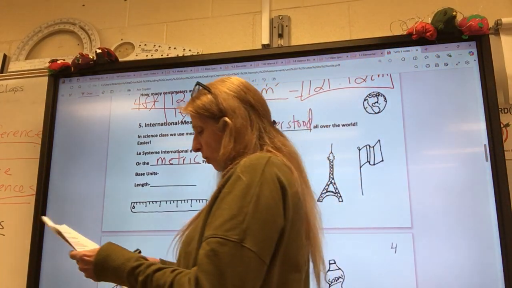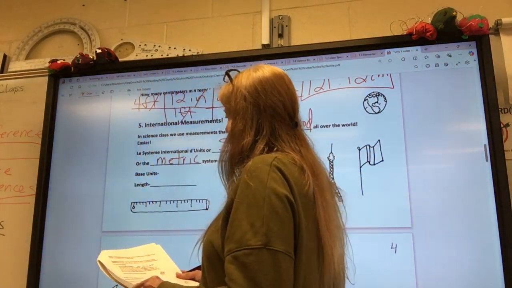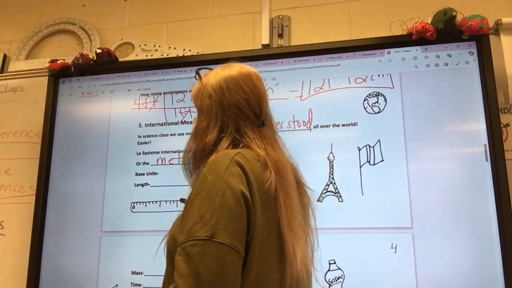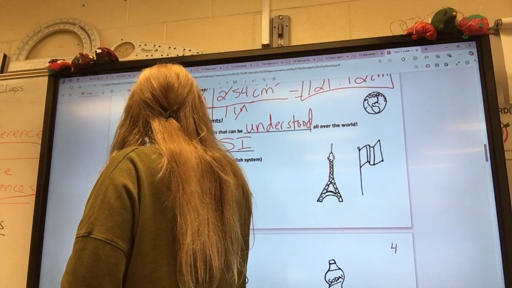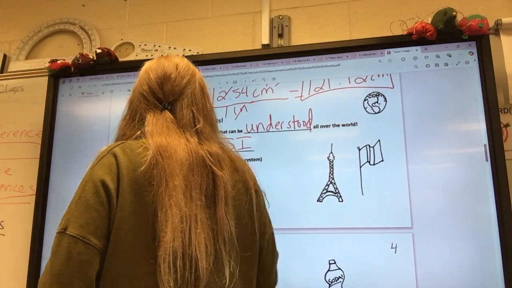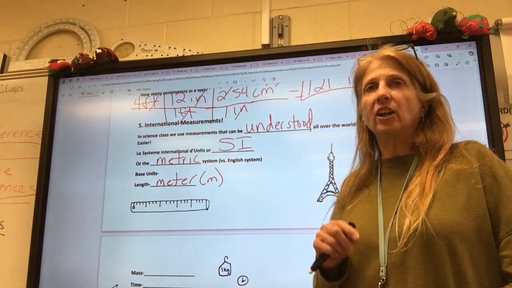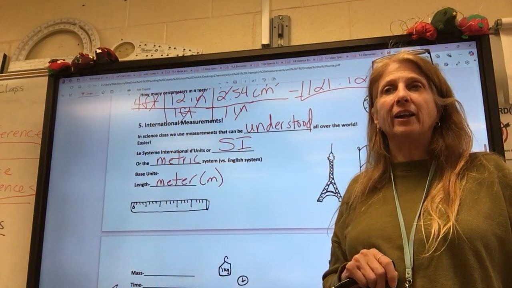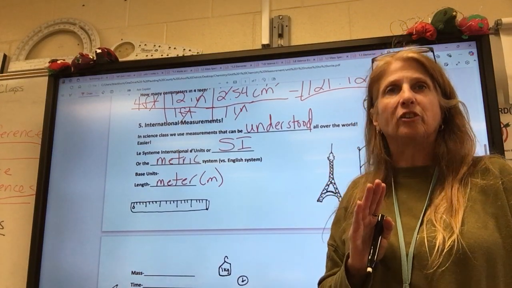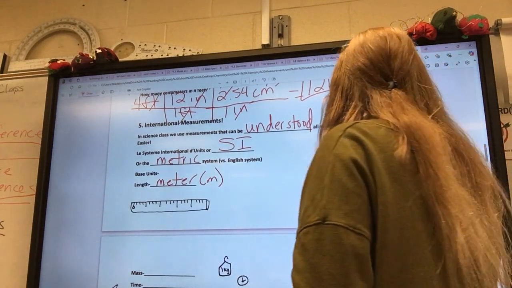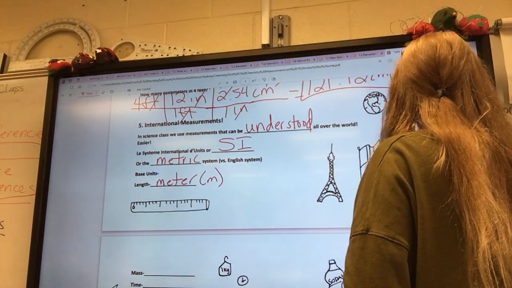So for example, in SI, in the metric system, the base unit of length is the meter, and it is abbreviated lowercase m. Now, y'all have probably learned this before, right? This is a review, right? Y'all have heard of the metric system before, yes? Nod to me. Tell me yes, you've heard of this. Okay, good. So, see, there's my little French stuff.